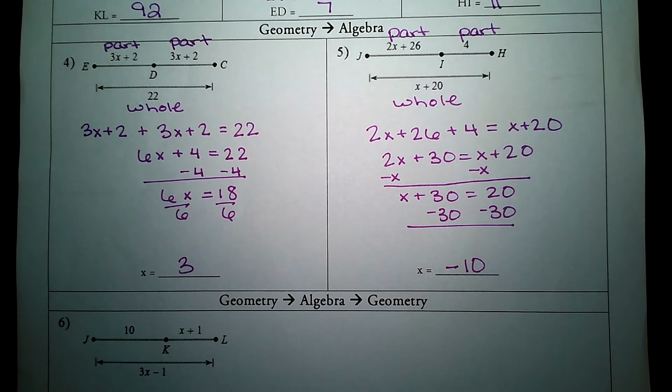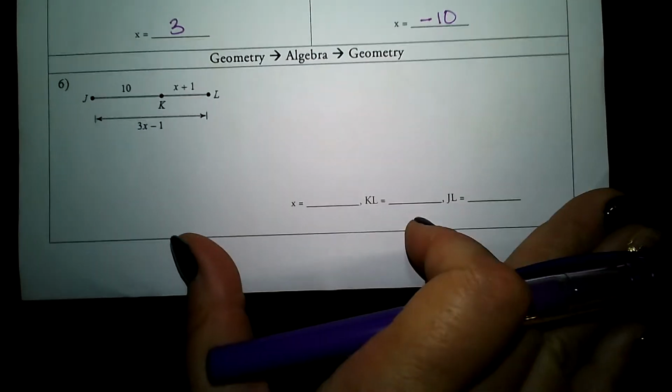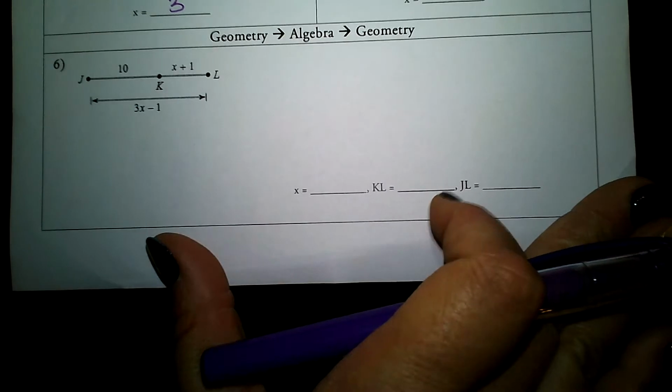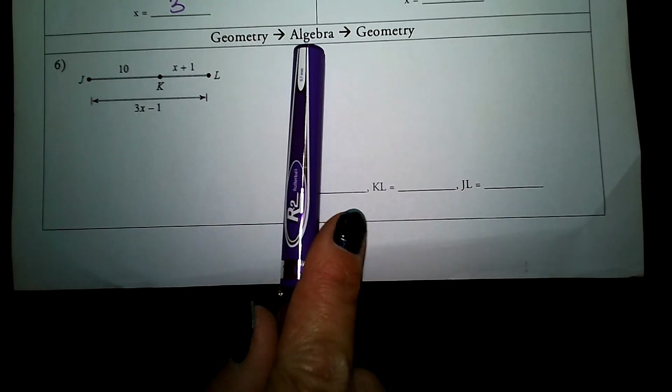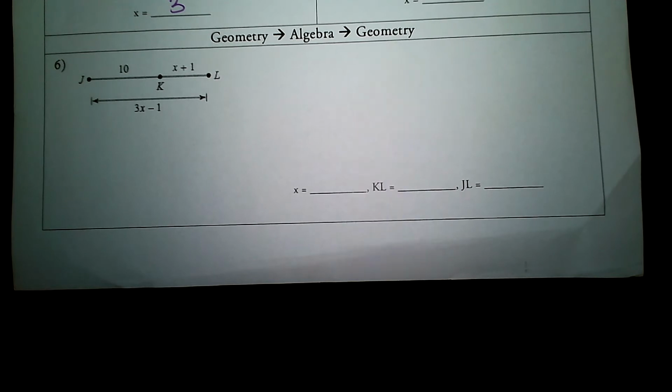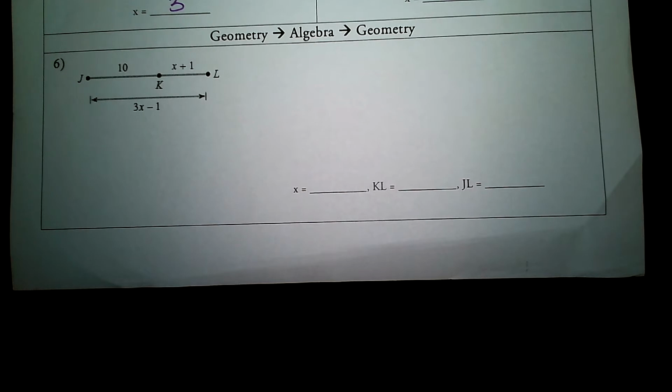Okay, last but not least, we're going to move on to the highest level here. We're going to start with the geometry, apply the algebra, and then bring it back to geometry by finding unknown lengths. Use the segment addition postulate and set up an equation that will solve for x.